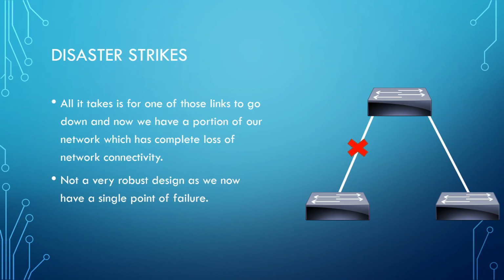We want to design our networks with redundancy in mind so that if something happens, our networks can still function and the business can still function and still make money. In this network, if a single device or a single link fails, there's a complete network outage for a portion of our network, which means that any devices which connect to that switch cannot carry on with their daily functions, and that means that the business will lose money.